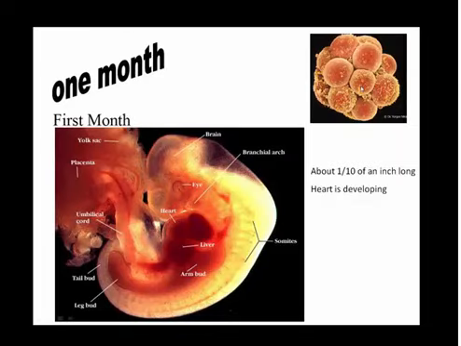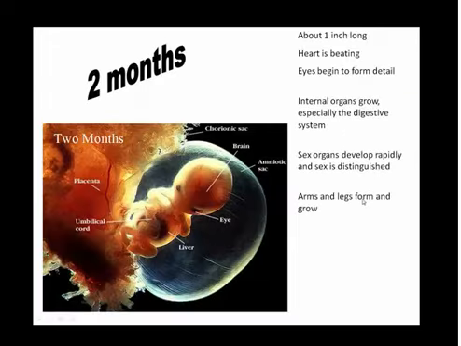So here, this right here is the blastocyst. It started out with the sperm meeting the egg, and then it started dividing. This became a ball, and then it started rolling down the fallopian tubes, and it eventually attaches after the first 2 weeks. And as you can see, it's about 1/10 of an inch long. The heart is developing. This is the first month. This is 2 months, so now we're getting at the end of the embryonic stage.